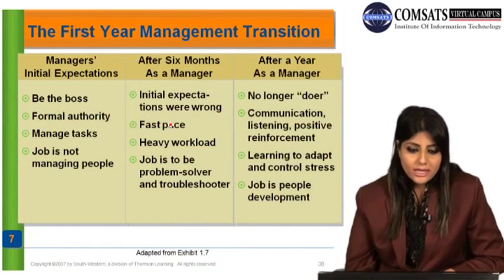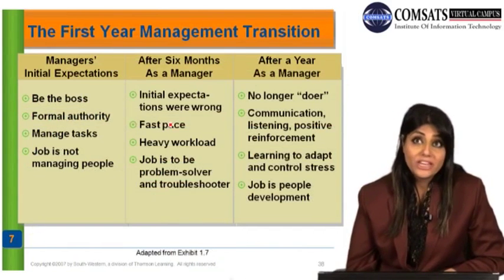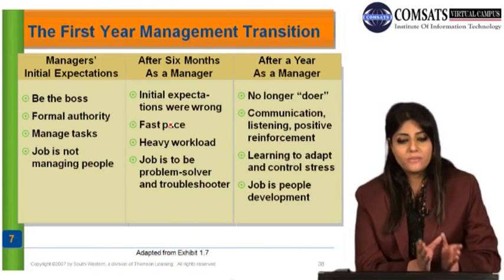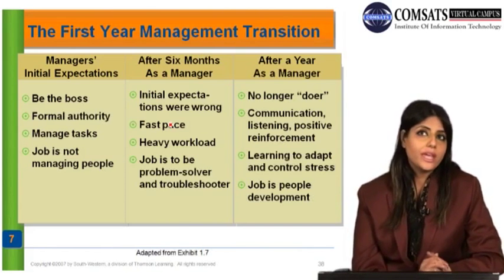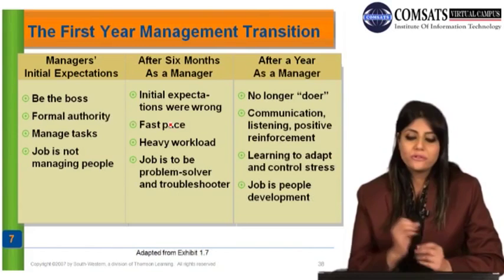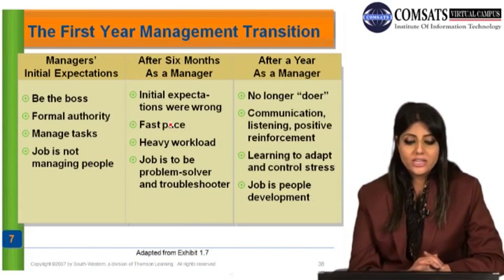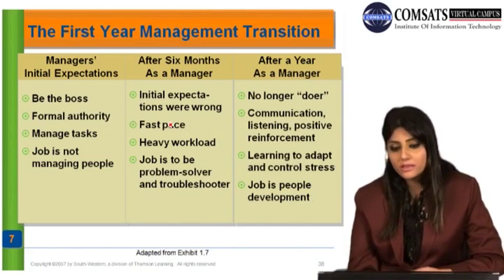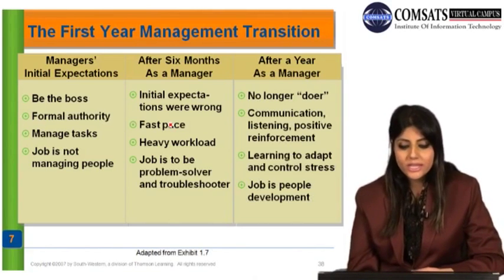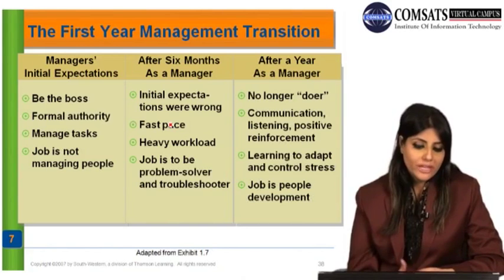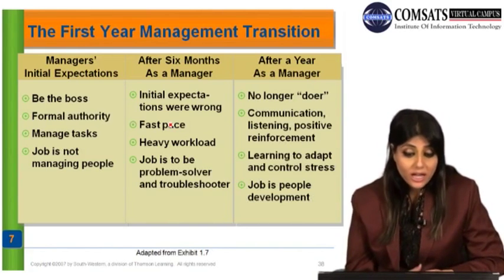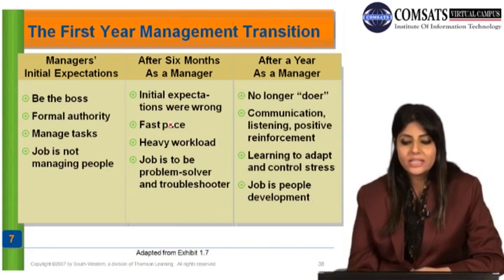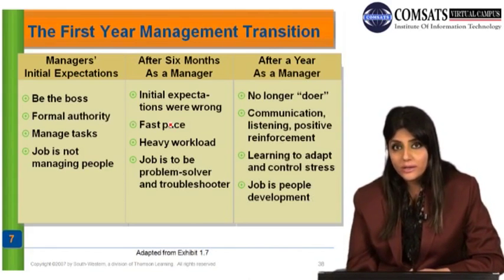So here we see how the managers' expectations change over time. When they just become managers, they think that they are the boss, they have the formal authority, right? They need to manage the tasks, and their job is not managing people. This is very important, that they consider that their job is not managing people, but managing the task. But after 6 months of becoming the manager, they start understanding that their initial expectations were wrong.